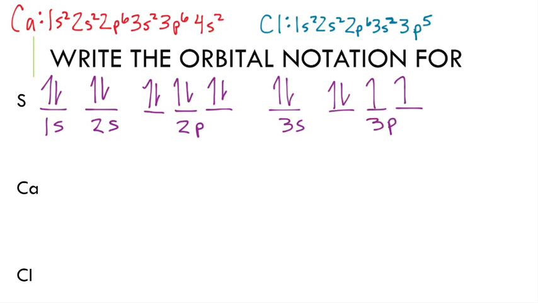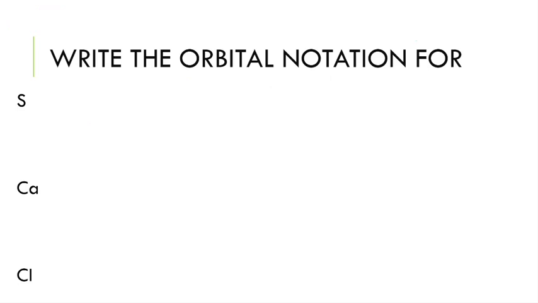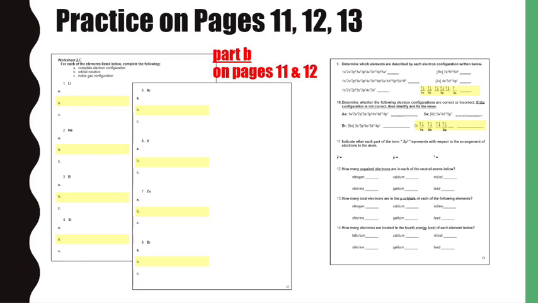So use this as a guide, draw all your lines, make sure to label them, and put all of the arrows where they belong. And then, once you're done with those, you can start looking at pages 11 and 12. Part B on pages 11 and 12 is this orbital notation stuff. Hopefully you already have the complete configuration there, so you can use that as a guide as you're creating your orbital notation. And there are just a couple of problems on page 13 that are orbital notation. So in the top, you're using that to identify an element, and then in question 10, you're identifying if that's correct or incorrect there.